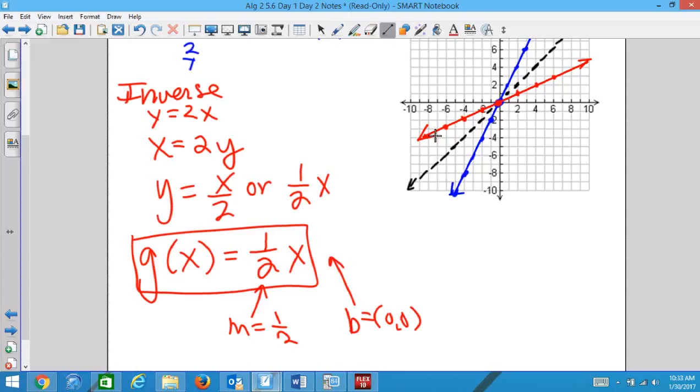Go ahead and get number 2 or number 5 graphed. The original function for number 5 graphed, if you haven't done that yet.